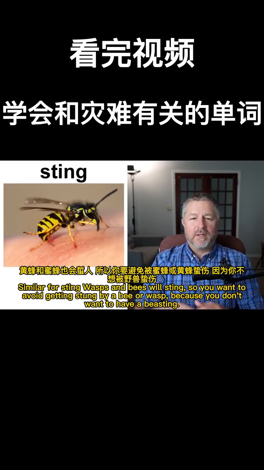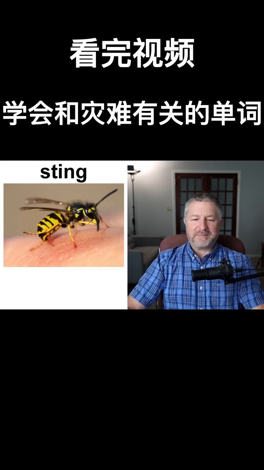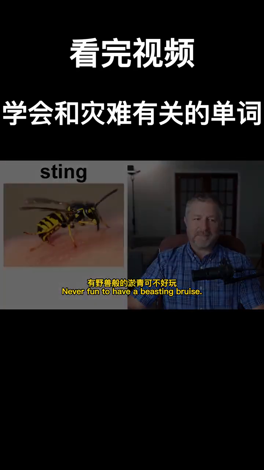Similar for sting. Wasps and bees will sting. So you want to avoid getting stung by a bee or wasp because you don't want to have a bee sting. There was a bee flying around outside a few weeks ago and I was worried the bee was going to sting me. And so I ran away because I didn't want a bee sting. Never fun to have a bee sting.